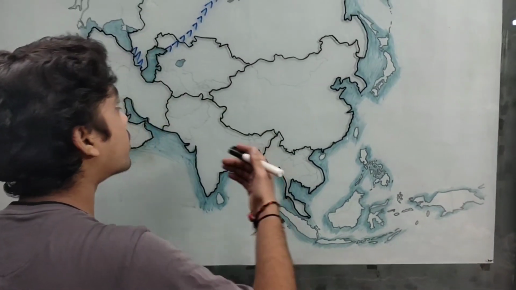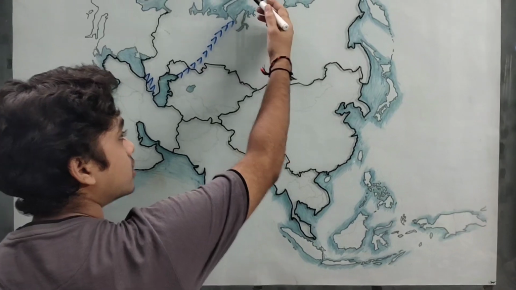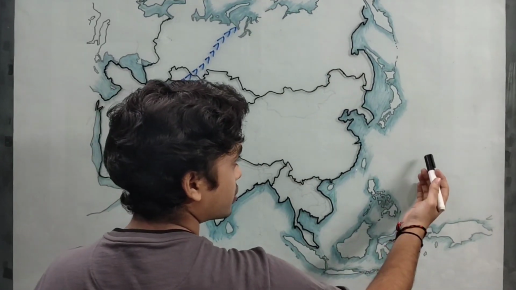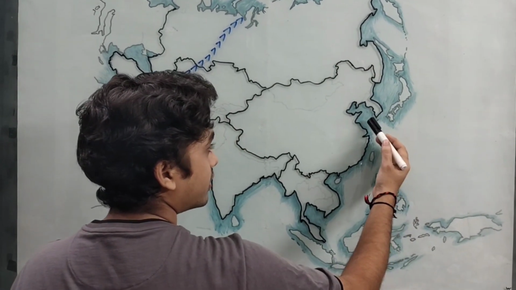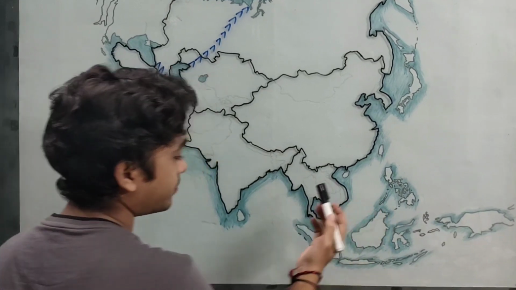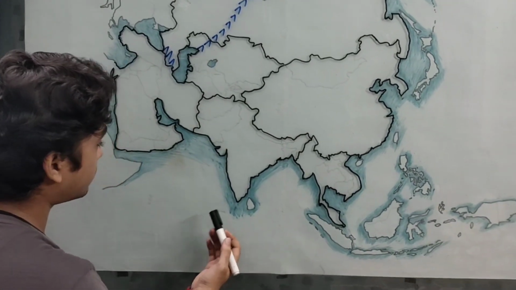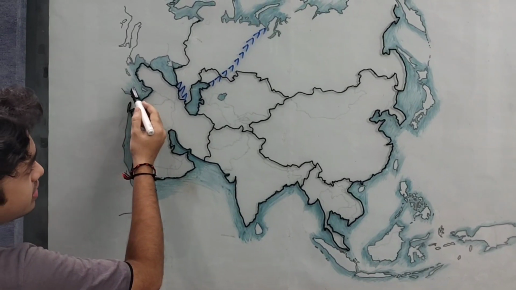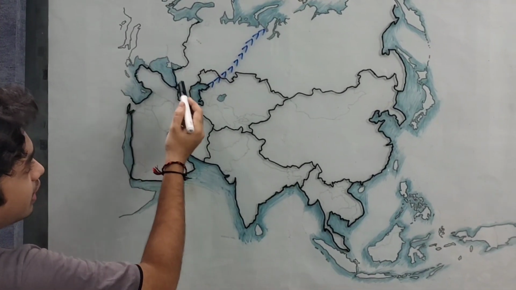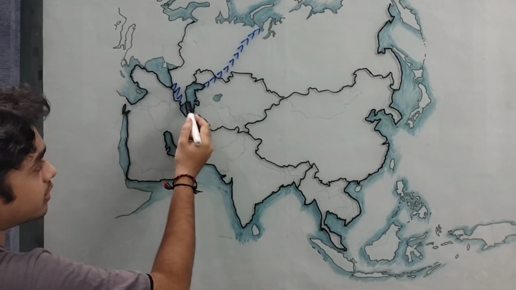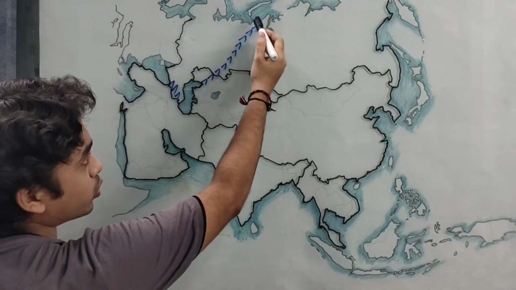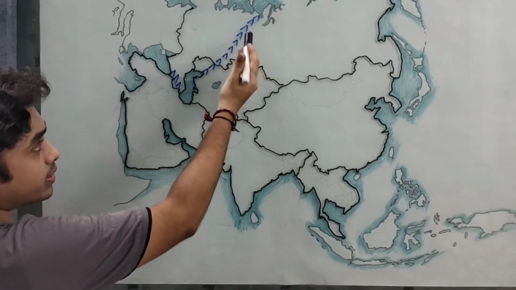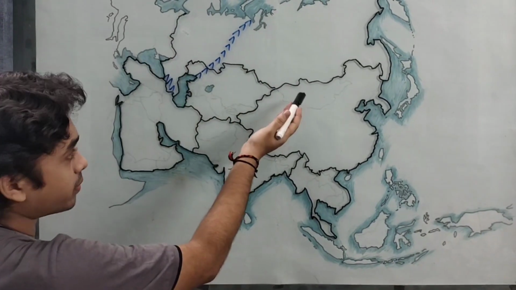Before going to the countries of Asia, let us first look at the boundaries of Asia. Asia is bordered by the Arctic Ocean to the north. To the east we have the Pacific Ocean, the Yellow Sea, the South China Sea. To the south we have the Indian Ocean. Then here we have the Red Sea, the Mediterranean Sea, the Black Sea, the Caucasus Mountains, the Caspian Sea, and these are the Ural Mountains. The Ural Mountains divide Europe from Asia.